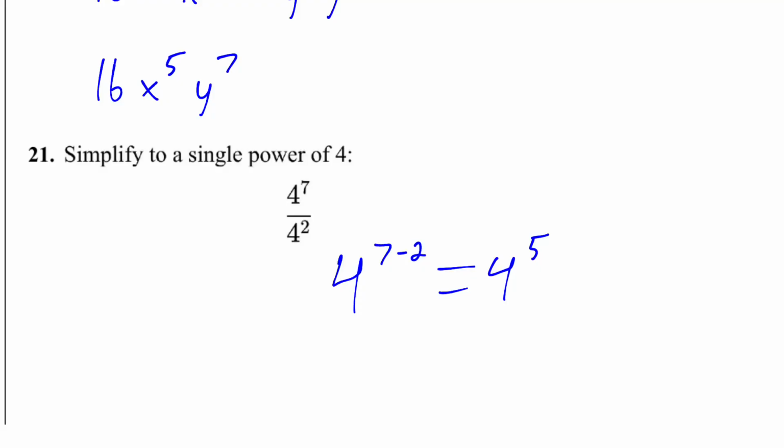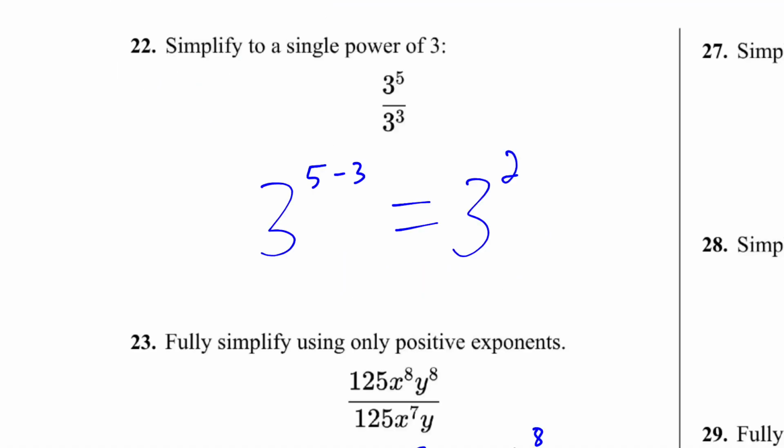This is the quotient rule. Same base, but there's a fraction bar. Subtract. 7 minus 2 is 5. Same base with a fraction bar. This is the quotient rule. 5 minus 3 is 2.